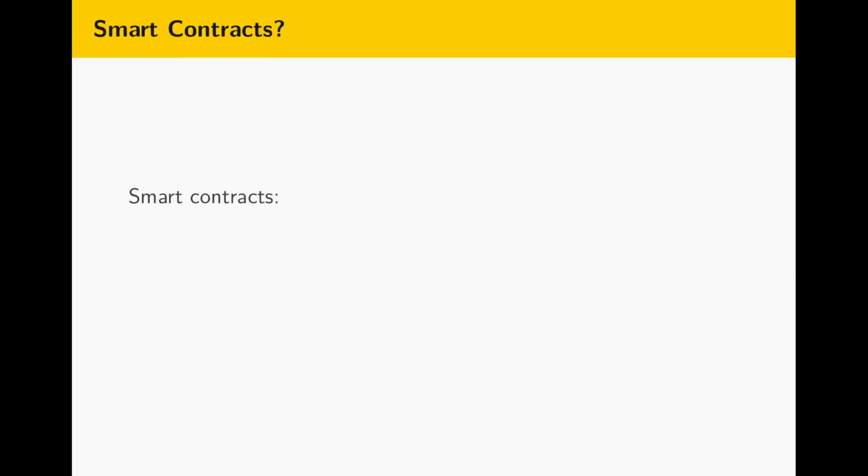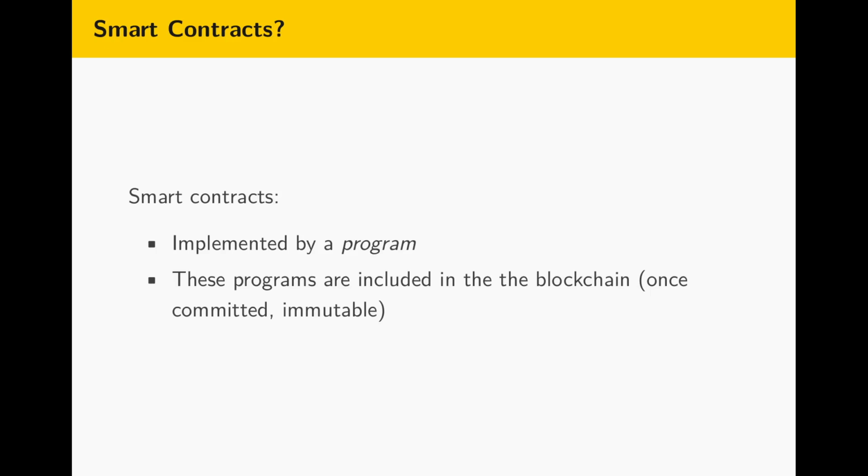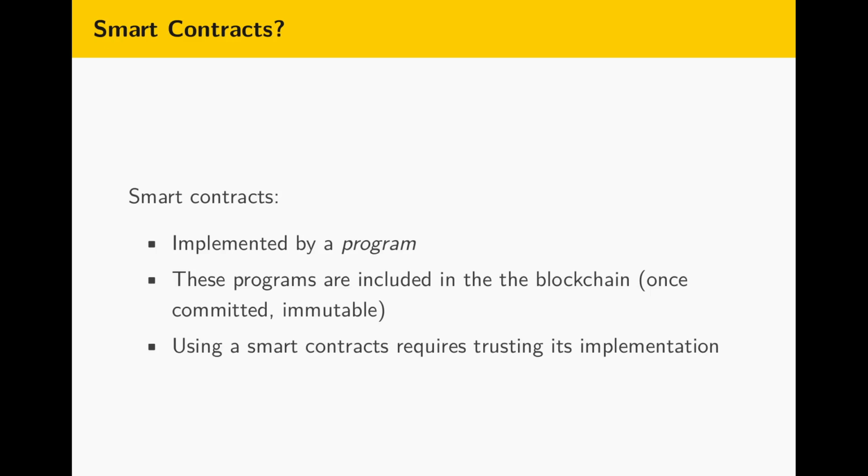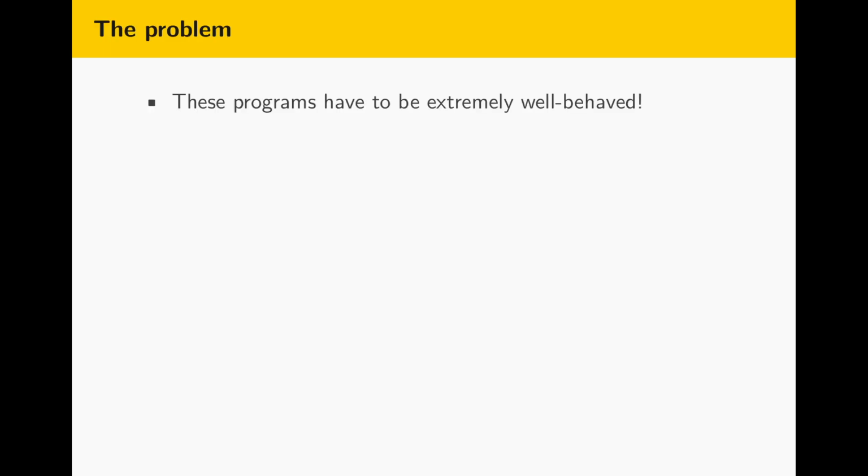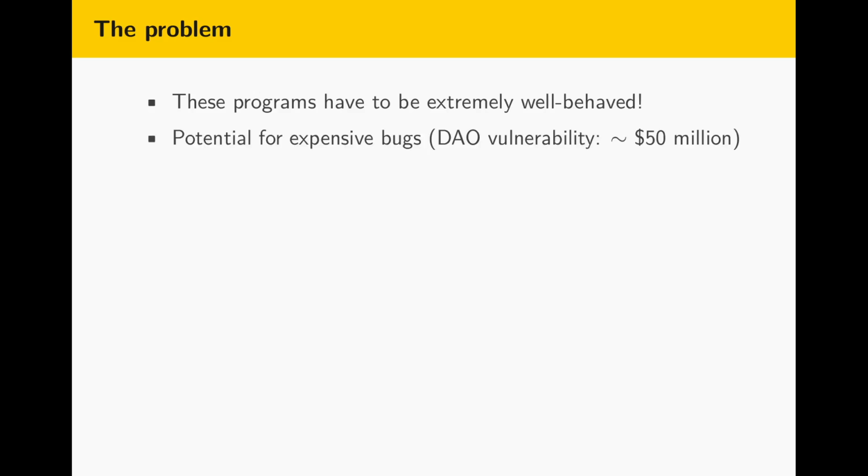So what are smart contracts then? Well, they are actually just computer programs, and they are included in the blockchain, which means that once they are committed, the program itself is immutable. Whenever somebody wants to participate in a smart contract, that means that you trust the implementation of that program. Obviously, these programs have to be extremely well behaved, and there's a big potential for literally expensive bugs. A famous one is the DAO vulnerability, which was estimated to have cost around $50 million.